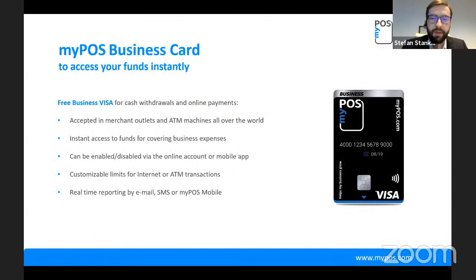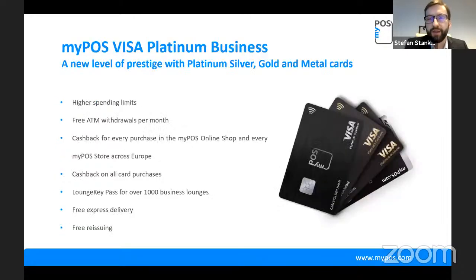The business card that comes in a box is a Visa card. It's free of charge, and you can use it anywhere, just the way you're using any other of your cards. You've got real-time reporting in a dashboard. You see what's spent, by whom, where, and for what. And we've also launched recently the platinum cards and a metal card, which grants you higher spending limits, lounge key pass for over 1,000 business lounges anywhere, which is going to be very nice to have as we start to travel more and more and we go back to normal, which I look forward to seeing very soon, hopefully.